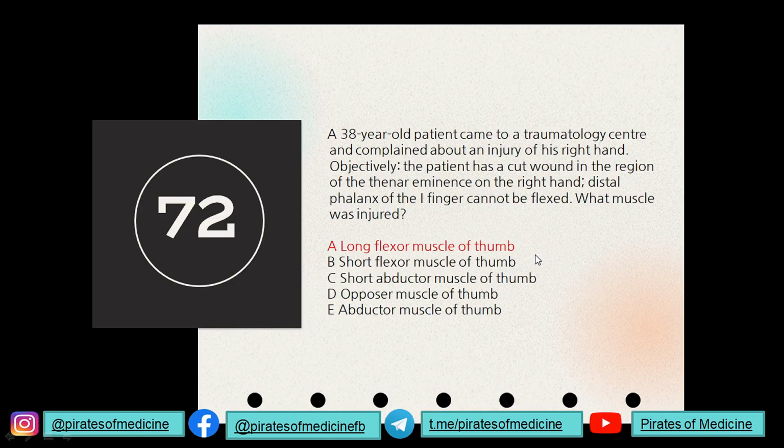So the 72nd question is rather simple. A 38-year-old patient came to the traumatology center and complained about an injury of his right hand. Objectively, the patient has a cut wound in the region of the thenar eminence on the right hand. Distal phalanx of the first finger cannot be flexed. What muscle was injured? So in the previous question we didn't talk about the thumb. Let's talk about the thumb, because the first finger mentioned over here is our thumb.